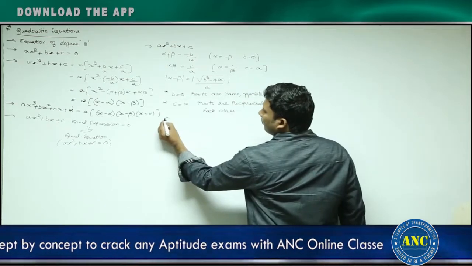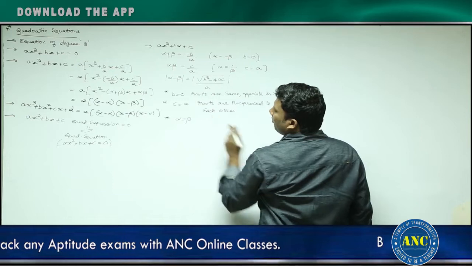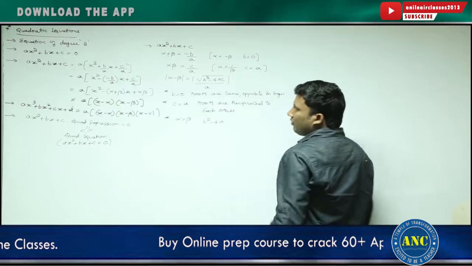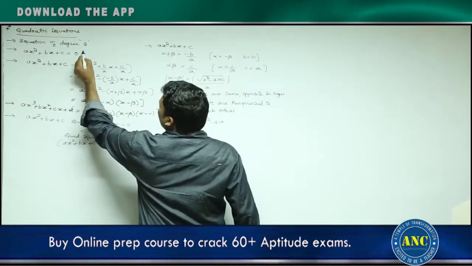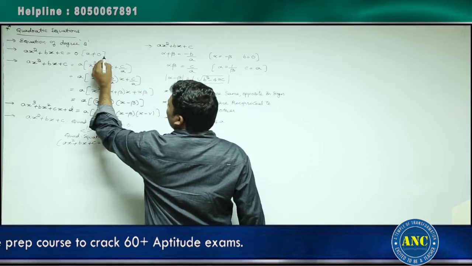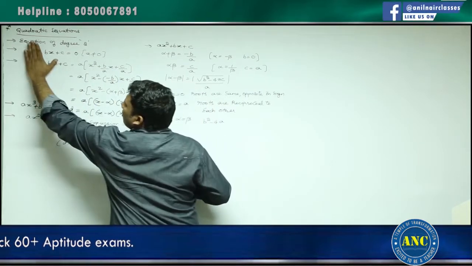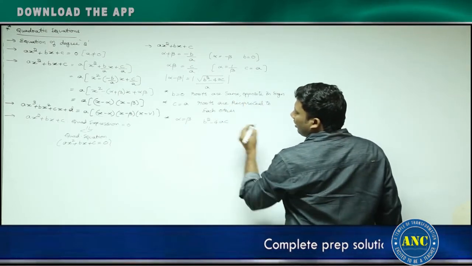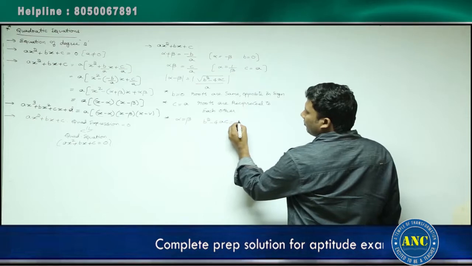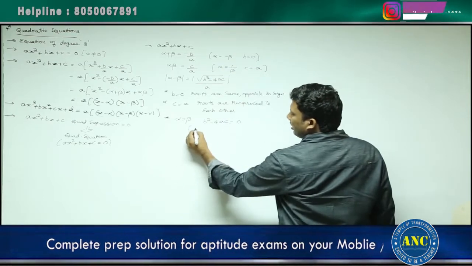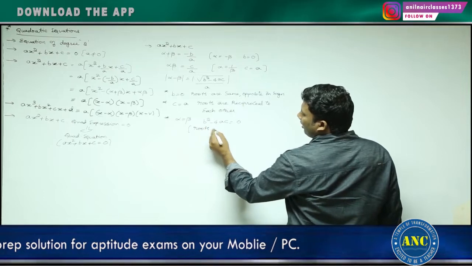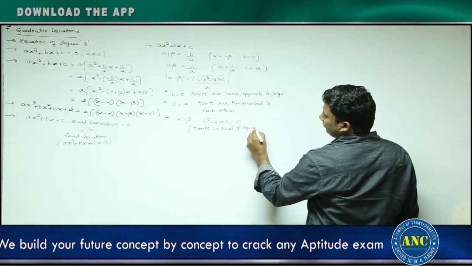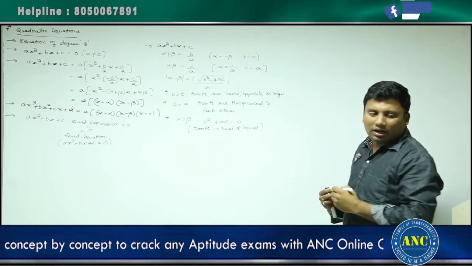Next one. If alpha equivalent to beta, b square minus 4ac is 0. Now, here very important point. In the quadratic expression, a cannot be equivalent to 0. If a is equivalent to 0, this will become a linear. a should not be equivalent to 0. In this case, roots will be real and equal.